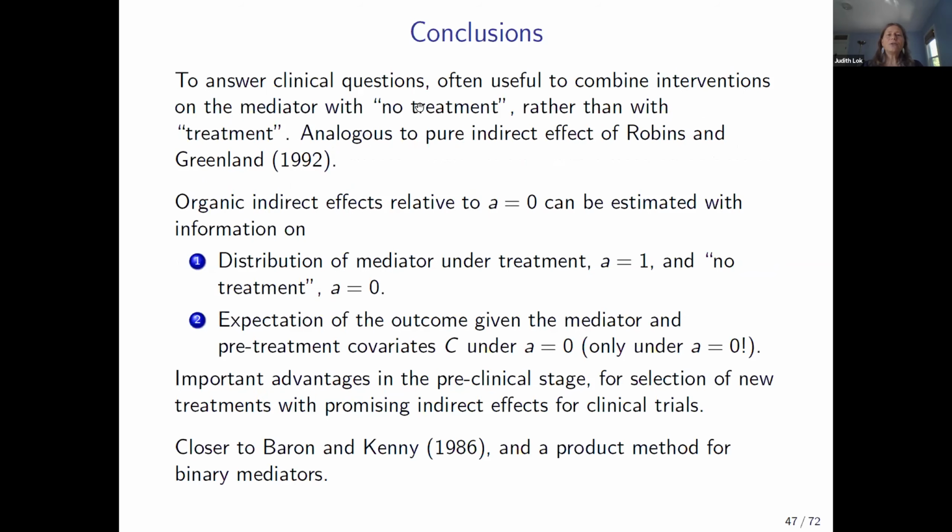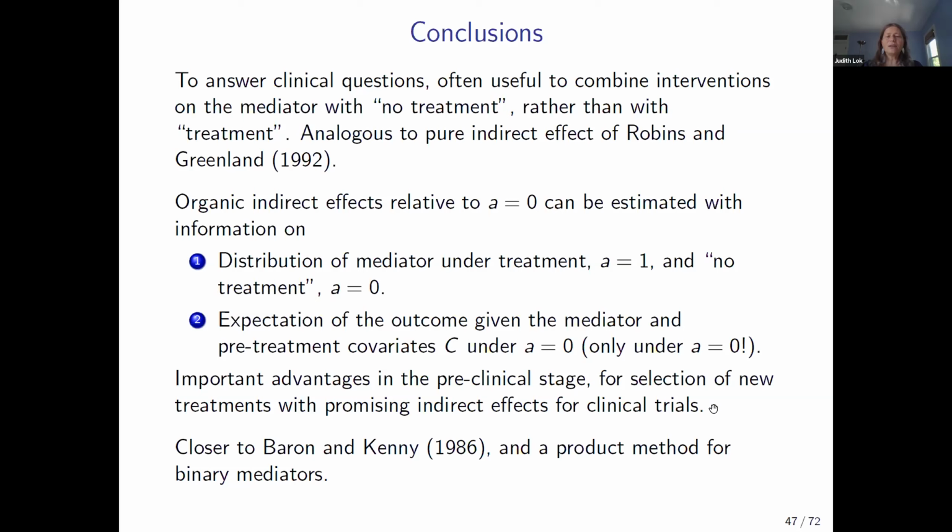To answer clinical questions, it is often useful to combine interventions on the mediator with no treatment rather than treatment. And this is analogous to the pure indirect effects of Robins and Greenland. They also have the total indirect effects that are more like the natural indirect effect. Organic indirect effects relative to A equal to 0 can be estimated with information on the mediator distribution under treatment and no treatment, but you need outcome measurements only under no treatment.